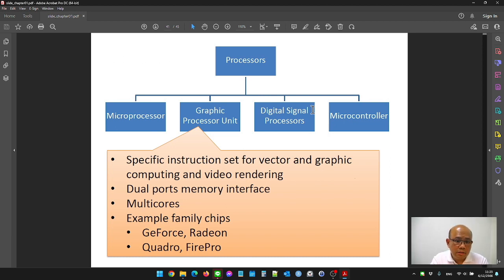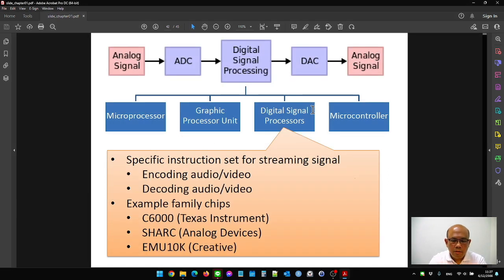The graphics processor chip names today are GeForce from NVIDIA, and from AMD it is Radeon, maybe. These are the names of the products from the chip maker, the GPU maker.